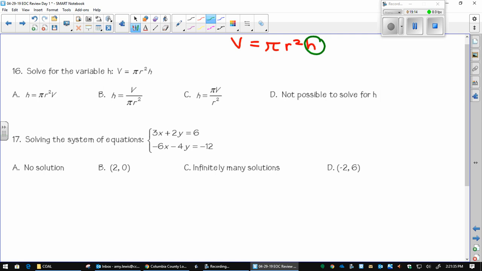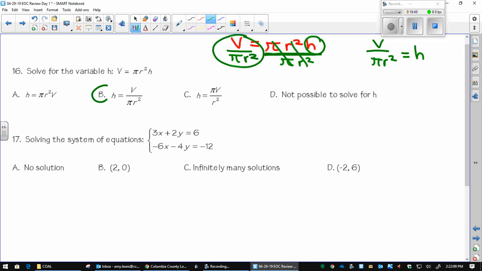So these are multiplied by the h, pi times r squared times h. So what we're going to end up doing is dividing by everything that's not an h. We're going to divide both sides by the pi and the r squared. And of course on this side they cancel and leave us with nothing but the h. And over here, there's nothing I can do to simplify that, so I'm simply going to leave it as V over pi r squared. And there's my answer, number B.